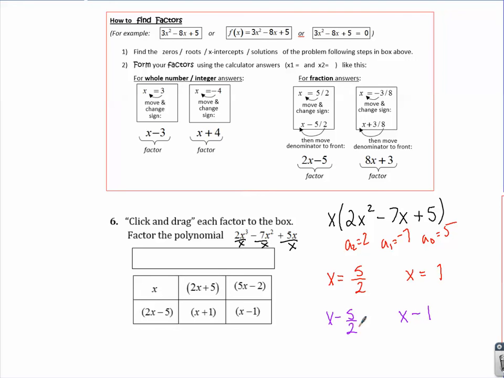Bring my denominator up. My factor is 2x minus 5. No denominator, so x minus 1. And then I bring down the x that I took out from the beginning, and I have x in front. So now my factors are the x that I took out in the beginning, the 2x minus 5, and then the x minus 1.